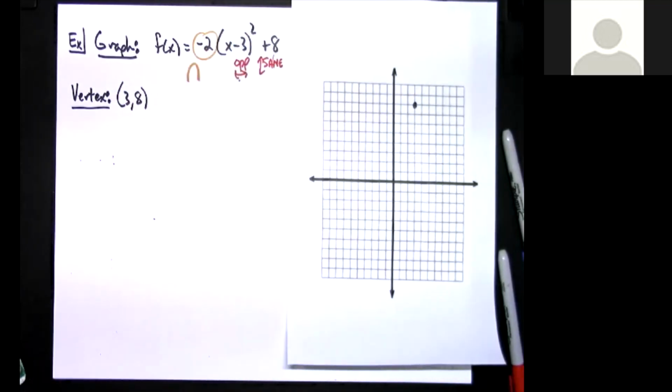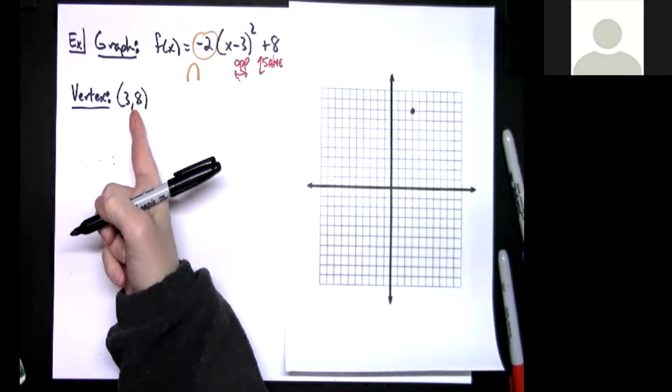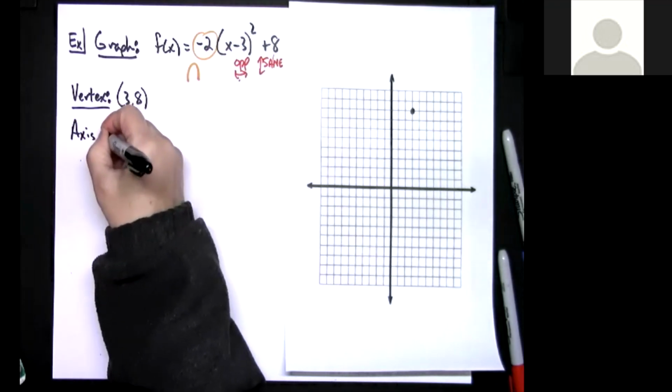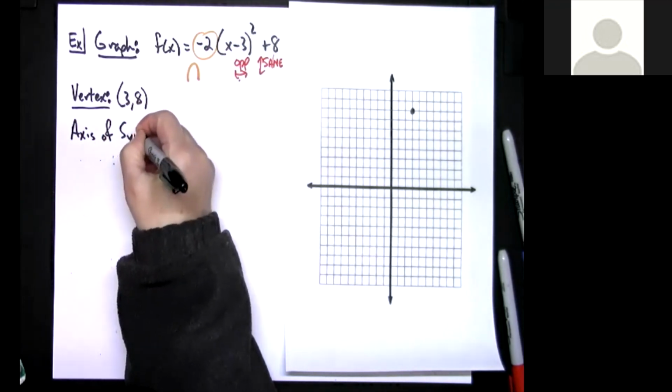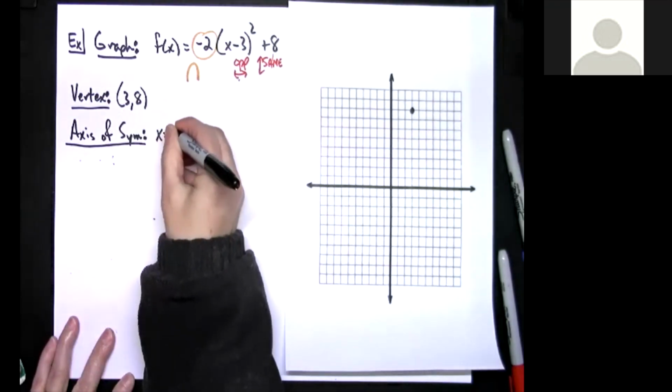Let's do it like that so I don't have to write it down. Okay, we know that's going to be upside down. Now that I've got my vertex, I can real quickly do my axis of symmetry. The equation for that axis of symmetry, well, since it's an up and down line, it's always going to be x, so it's going to be x equals 3.